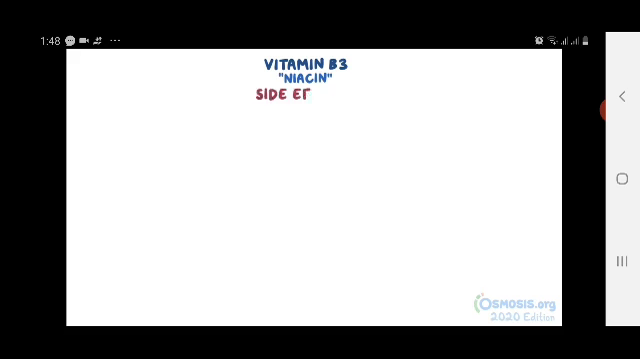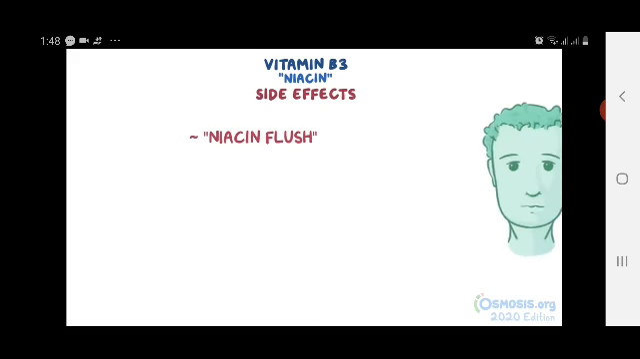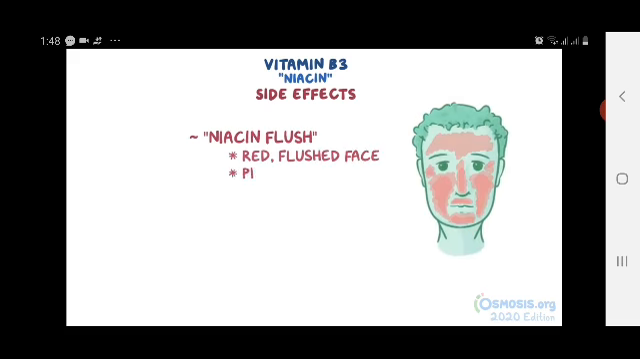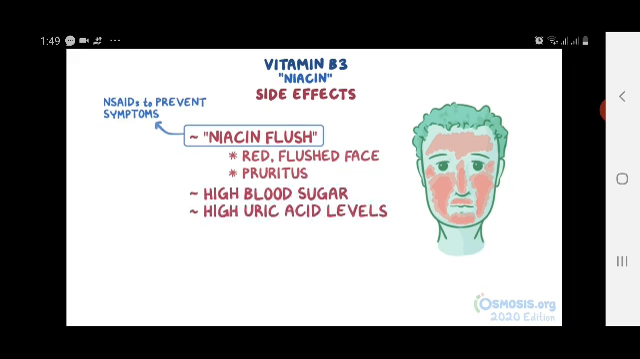Niacin has an interesting side effect called niacin flush, which leads to a red, flushed face and pruritus, or itching. Besides the discomfort, it's more or less harmless. To combat this issue, people on niacin take NSAIDs, or non-steroidal anti-inflammatory drugs, to prevent these symptoms. Other side effects of niacin include high blood sugar and high uric acid levels in the blood.